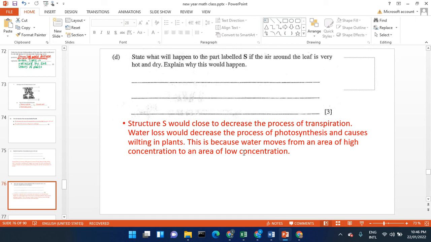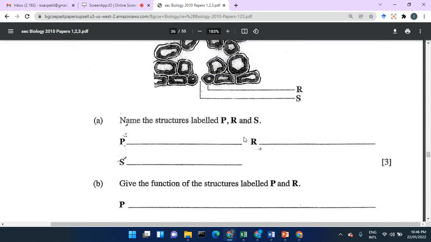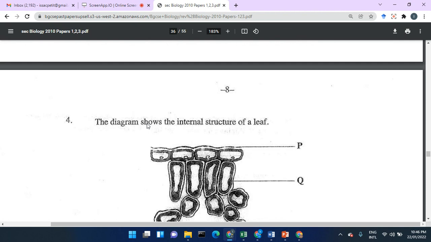All right, so that brings us to the end of this session. We have answered question number 4 from this BGCSE past paper number 2.